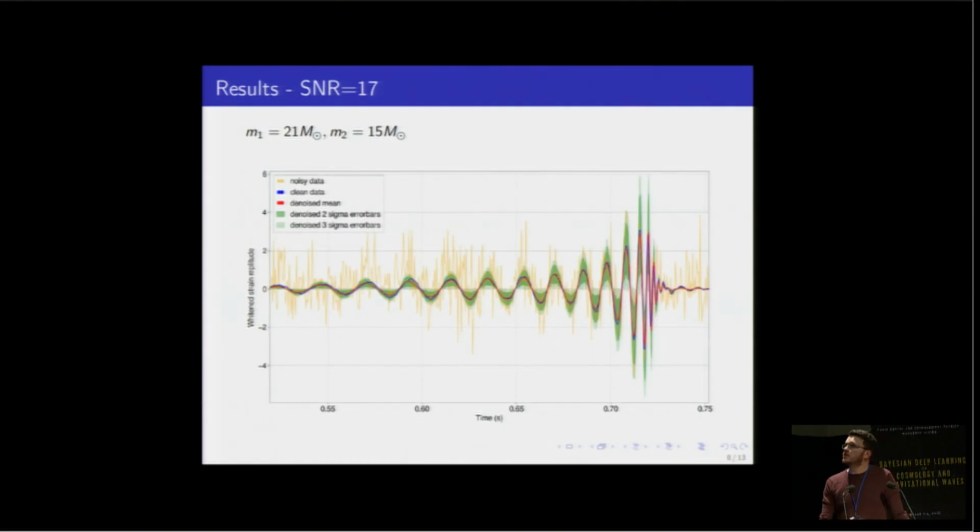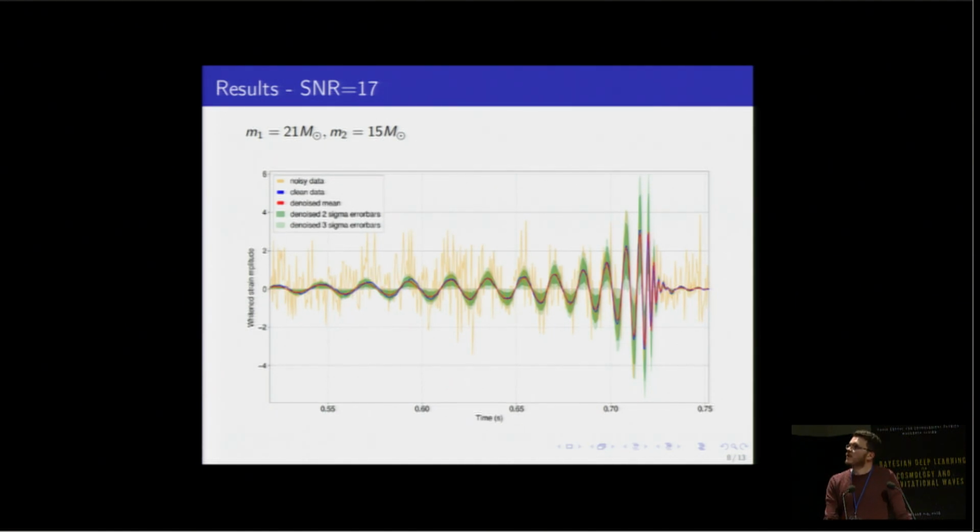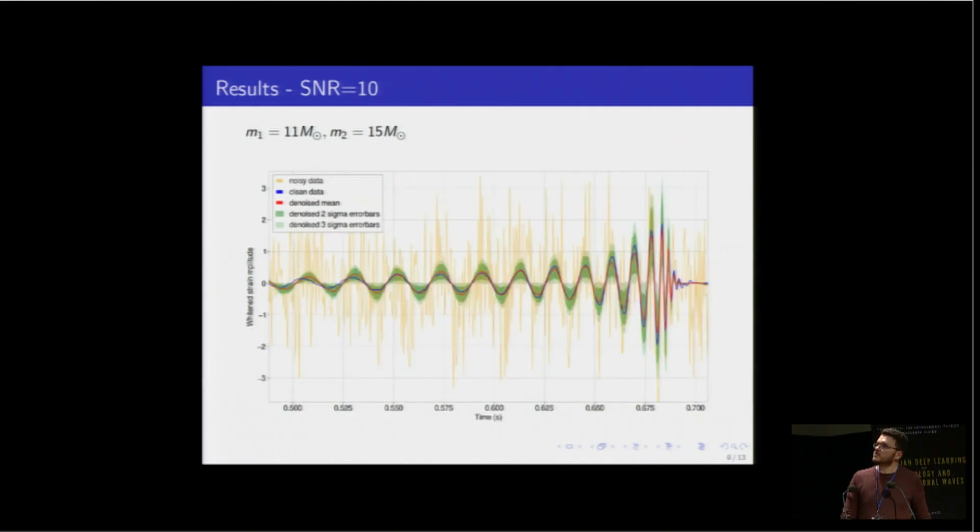So this is the result we obtain. There are plenty of signals I can detail. Just to mention, SNR 17 is quite high, but a good example to begin with. The yellow signal is the relative interferometric noise plus the gravitational wave signal. In blue, you have the clean gravitational wave signal. In red, you have the mean estimate of the VAE, and the green regions are the 2 and 3 sigma regions. Again, we will come back to this close to the end of this presentation.